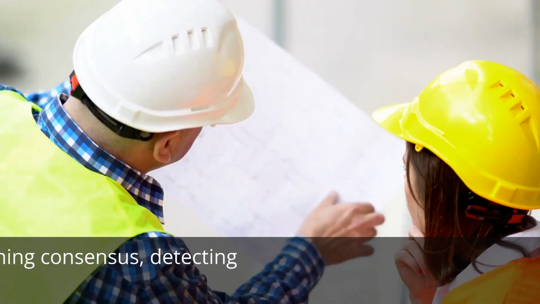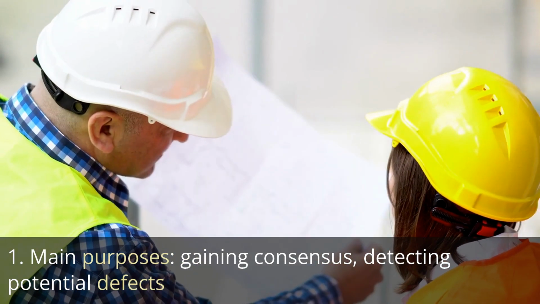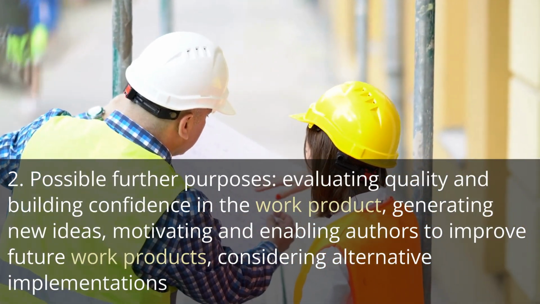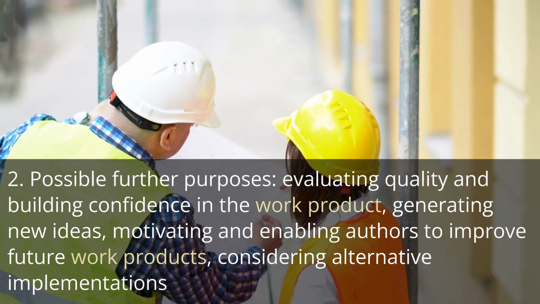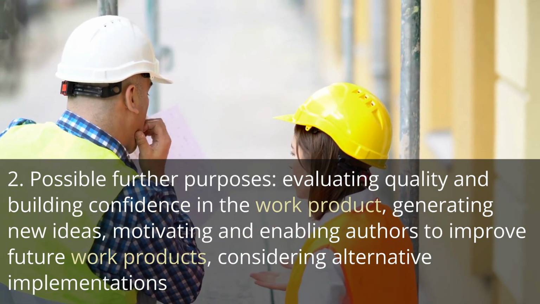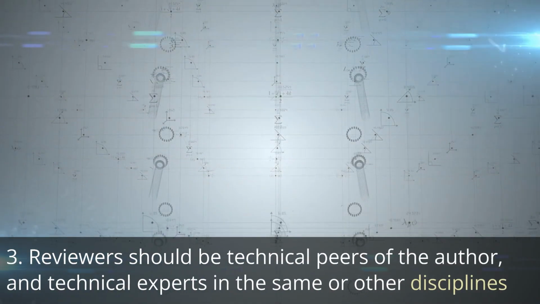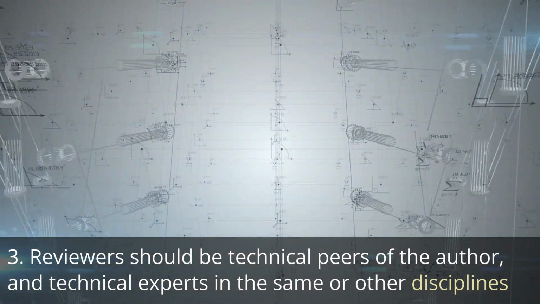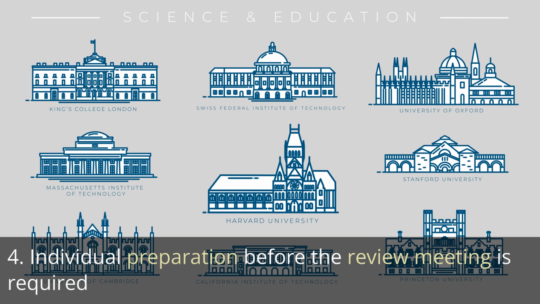Technical review. 1. Main purposes: gaining consensus, detecting potential defects. 2. Possible further purposes: evaluating quality and building confidence in the work product, generating new ideas, motivating and enabling authors to improve future work products, considering alternative implementations. 3. Reviewers should be technical peers of the author, and technical experts in the same or other disciplines. 4. Individual preparation before the review meeting is required.